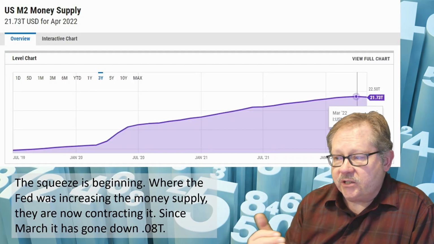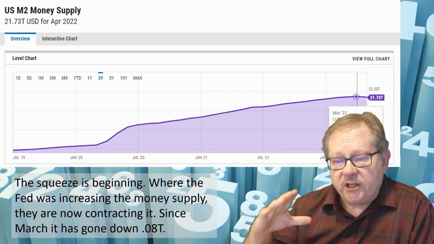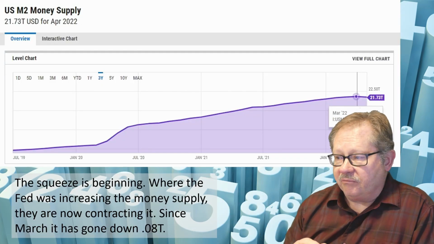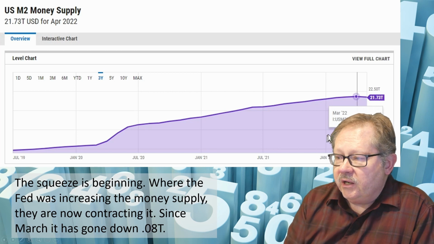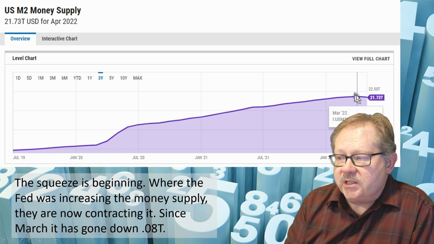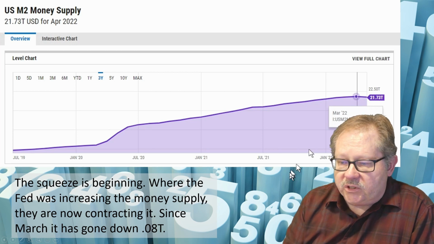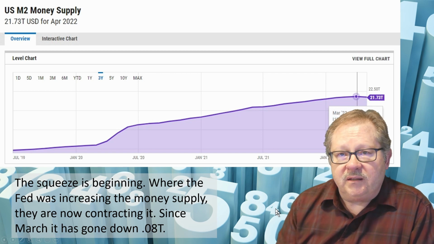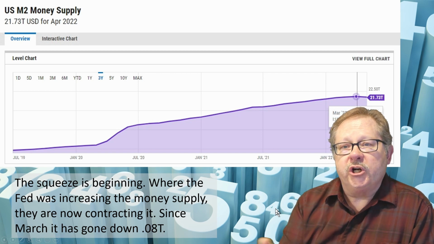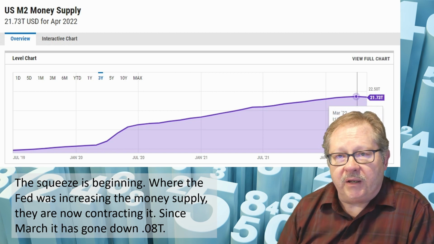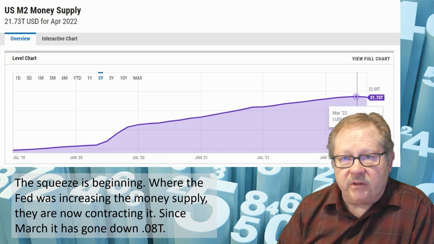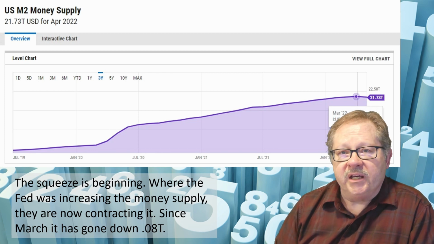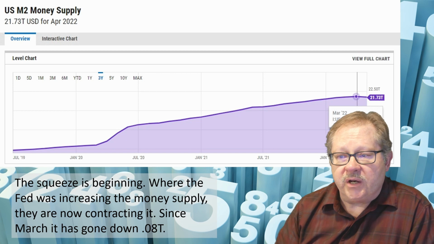If we look at this next graph, we see that they're starting to decrease the amount of money. Notice here that in March it was 21.81. This is where the decrease started, and now it's gone down by 0.08 trillion. So we can see that the Federal Reserve is now starting to pull back some of that money and decrease the money supply a bit, as well as increasing interest rates.